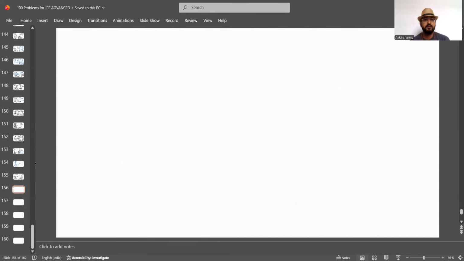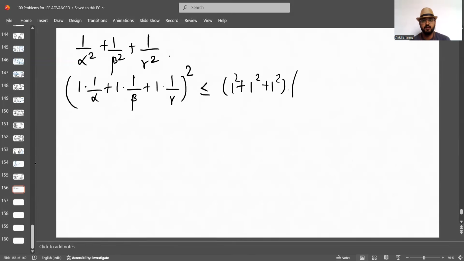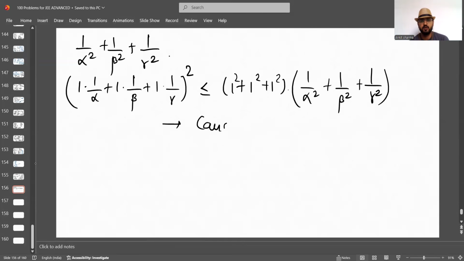So we need 1 over alpha square plus 1 over beta square plus 1 over gamma square. Here, 1 into 1 over alpha plus 1 into 1 over beta plus 1 into 1 over gamma, the whole square, is less than or equal to 1 square plus 1 square plus 1 square into 1 over alpha square plus 1 over beta square plus 1 over gamma square. This inequality you must be aware of. It's called the Cauchy-Schwarz inequality.